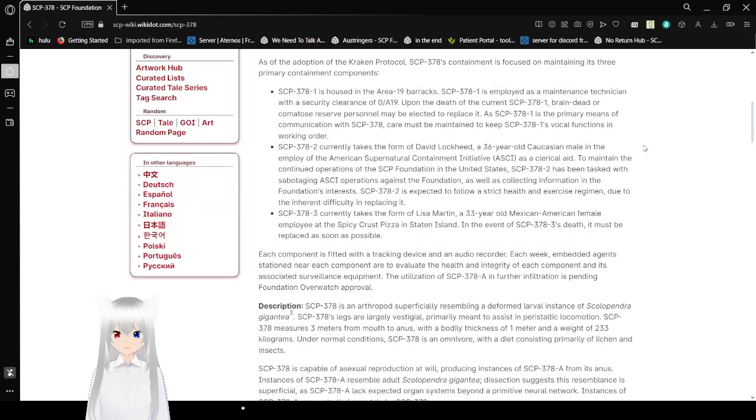SCP-378-1 is housed in Area 19 Barracks. SCP-378-1 is employed as a maintenance technician with a security clearance of OA-19. Upon the death of the current SCP-378-1, brain dead or comatose reserve personnel may be elected to replace it, as SCP-378-1 is the primary means of communication with SCP-378. Care must be maintained to keep SCP-378-1's vocal functions in working order.